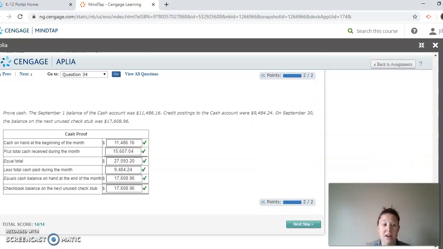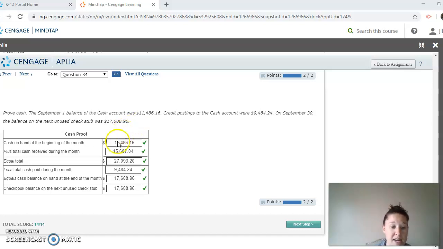Now, the last step here is to prove cash. So this says the September 1st balance of the cash account was $11,486.16. It says credit postings to the cash account were $9,484.24. On September 30th, the balance of the next unused check stub was $17,608.96. So they're giving us three amounts here, and we just need to do the math to figure out the rest, and also use some of our other balances from our cash receipts journal.